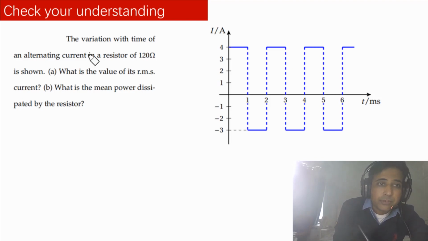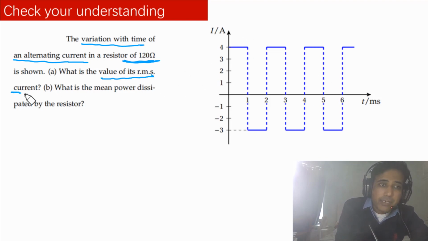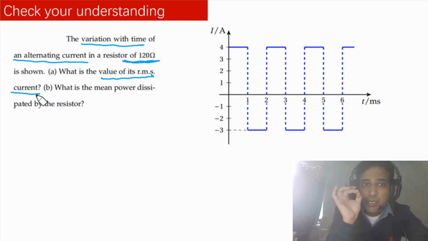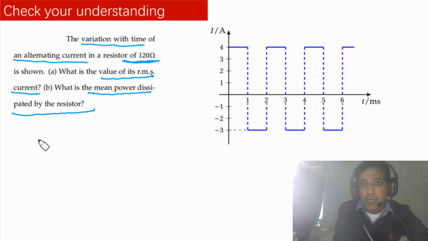For this question, it is given to us the variation with time of an alternating current in a resistor of 120 ohms, as shown in the figure. What is the value of its RMS current? And for part B, we need to calculate what is the mean power dissipated by the resistor. First of all, we need to calculate the RMS value, IRMS.